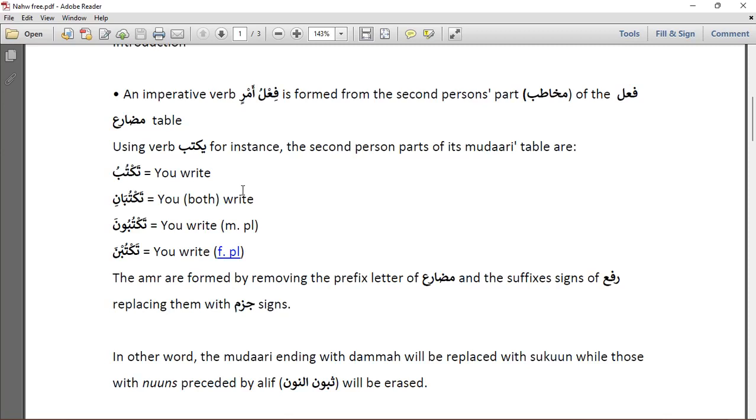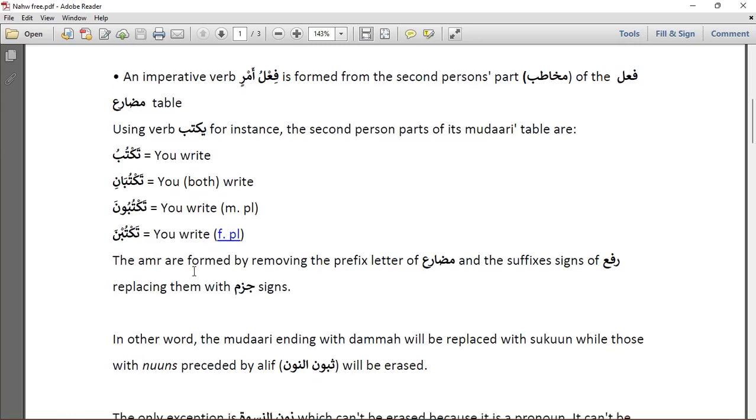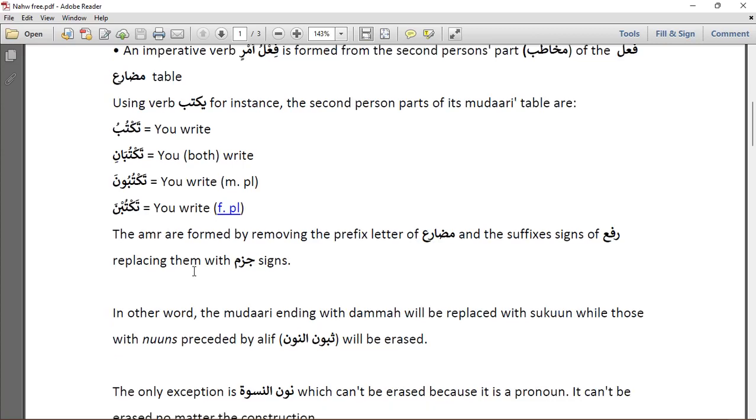The male singular, the male dual, and the male plural. Female singular, the dual is the same thing, and the female plural. So we have those five forms: taktubu, taktubani, taktubuna, taktubna, and taktubina. So taktubina is missing in this table. Those five forms are what form our amr.